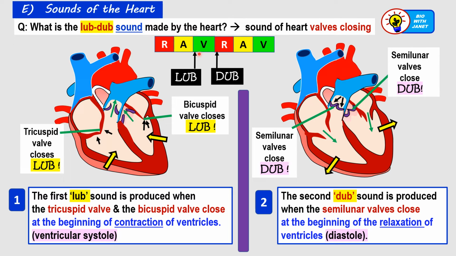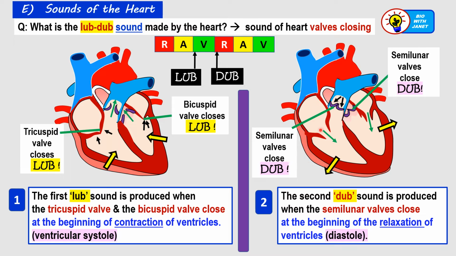Then the ventricles will contract. After the ventricles have contracted, they start to relax. That's when we hear the second sound, which is the DUB sound. The second DUB sound is produced when the semilunar valves in the pulmonary artery and aorta close at the beginning of the relaxation of ventricles or diastole.